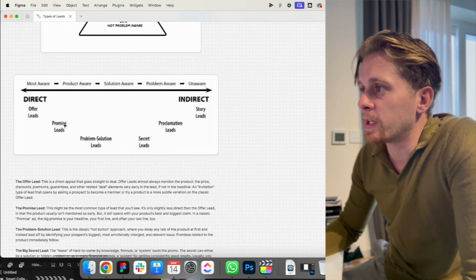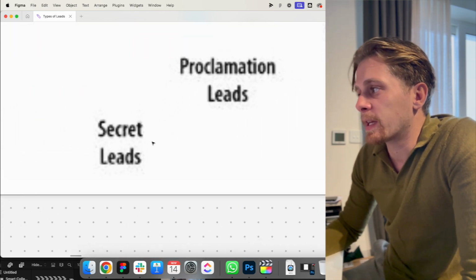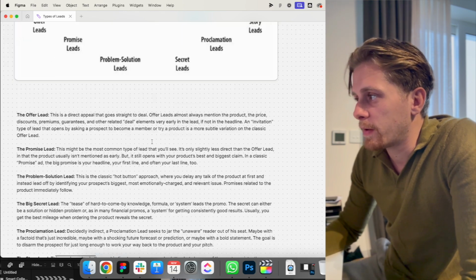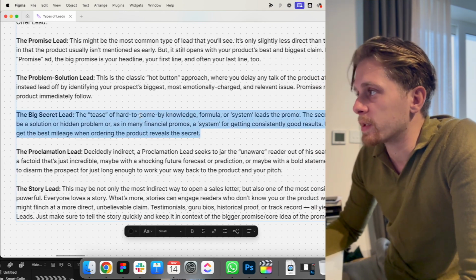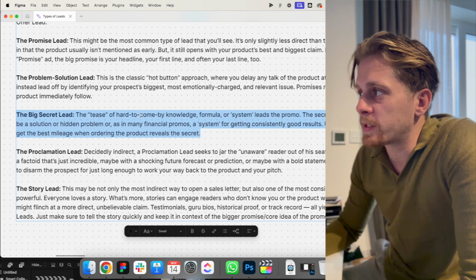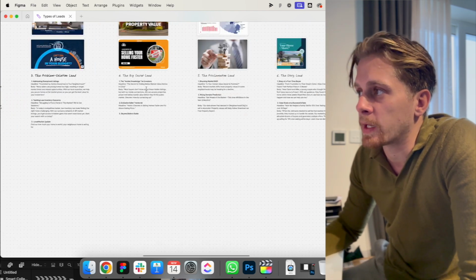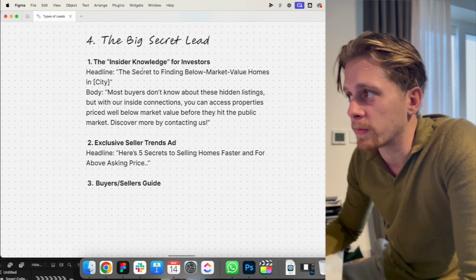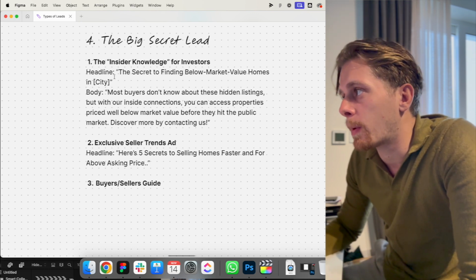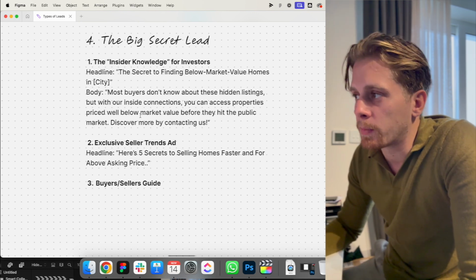Now, the next one that works really, really well is the big secret lead. Now, the big secret lead is basically teasing information about knowledge you have in exchange for the value you're providing. So, in real estate, for you guys, the secret to finding below market value homes in Malta or in Costa del Sol or whatever it may be for property investors. Most buyers don't know about these hidden listings, but blah, blah, blah.